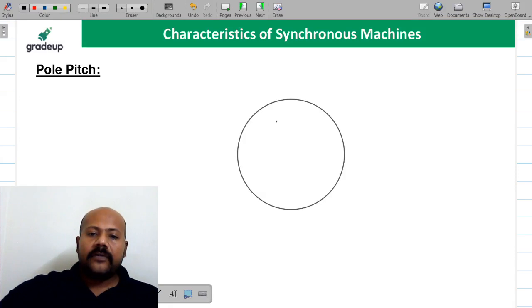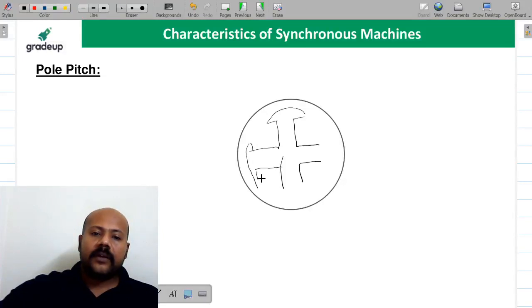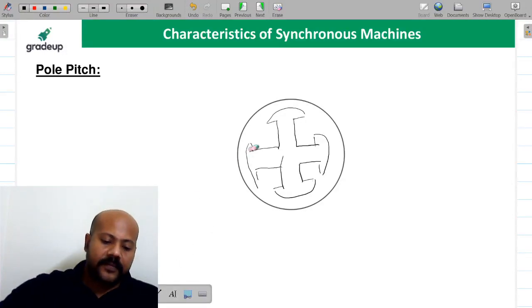I have given you one general idea. Suppose you are having a 4-pole machine. Just to give you an example, don't get trapped in this salient pole and cylindrical pole debate. Just to make you understand this better.